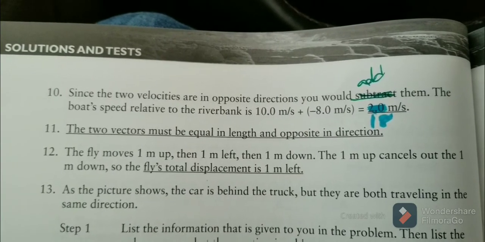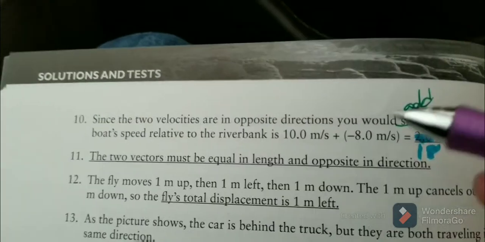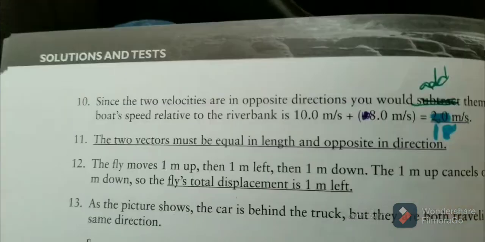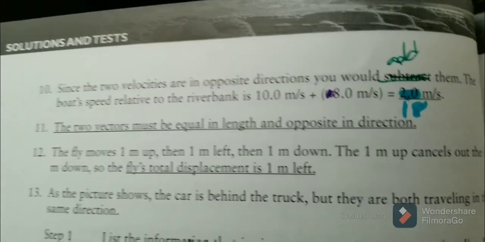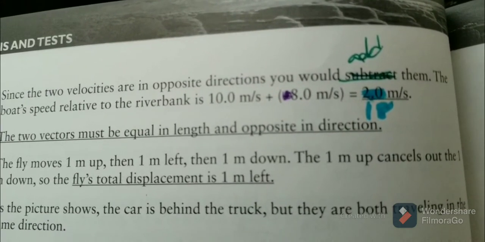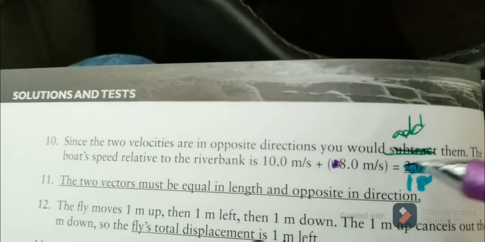The boat's relative speed to the riverbank is, another thing you don't do here is change the sign. So that's just a positive 8 plus a positive 10. You add them together and you got yourself 18 meters per second. They had the wrong answer there.